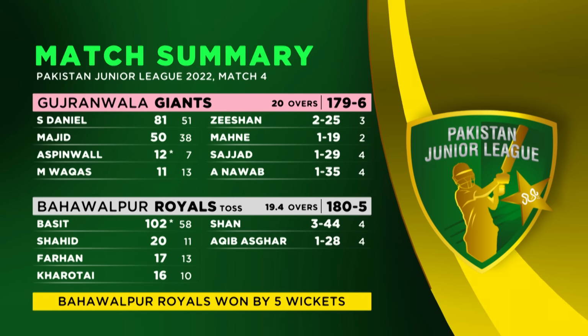Having a quick look at the match summary, Gujranwala Giants recovering from 24 for 4 in their power play to 179 for 6 with a brilliant partnership between Siobhan Daniel and Majid Hasnain, and putting up 122 runs together. Well, who knew that Bahawalpur Royals and their batter Basit Ali had other ideas, scoring 102 not out of just 58, winning the match for the side with 2 balls to spare and 5 wickets was the final margin.